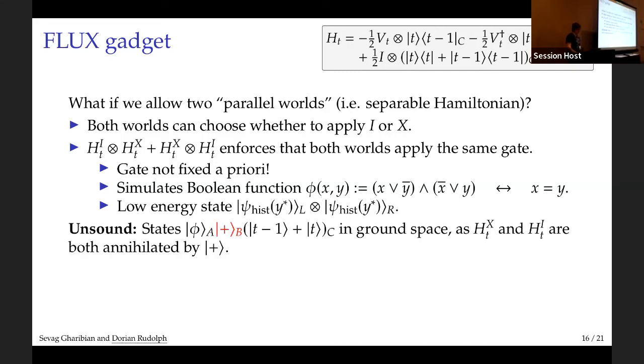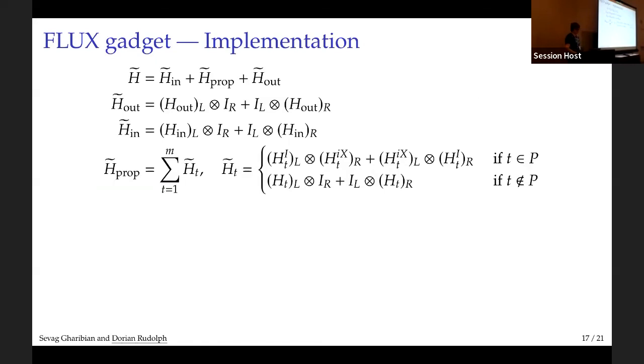But unfortunately, this construction is not sound, because if we just initialize the proof bit to a plus, then these terms are both annihilated, because the X and I act the same on the plus. And our fix is to use an iX, so we make it complex instead of an X. And now we can define this FLUX gadget.